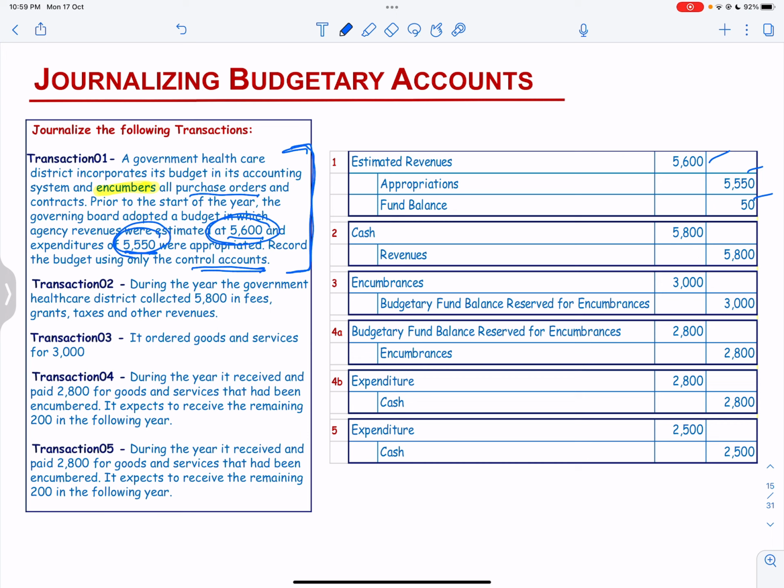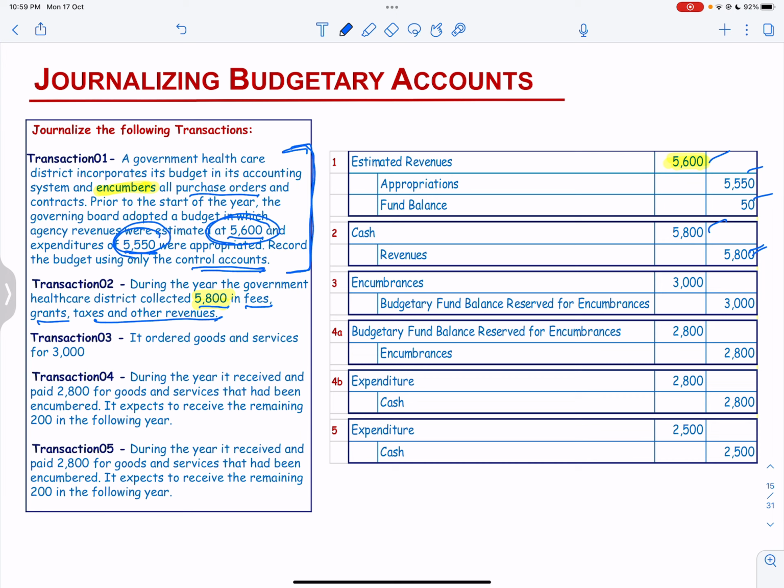Now, transaction number 2: during the year, the government healthcare district collects 5,800. You see the estimated revenue was 5,600 and they are collecting 5,800. So they are collecting more than what they have estimated in this illustration, and they are collecting it in the name of fees, grants, taxes, and other revenues. So, cash is debit and revenue is credit.